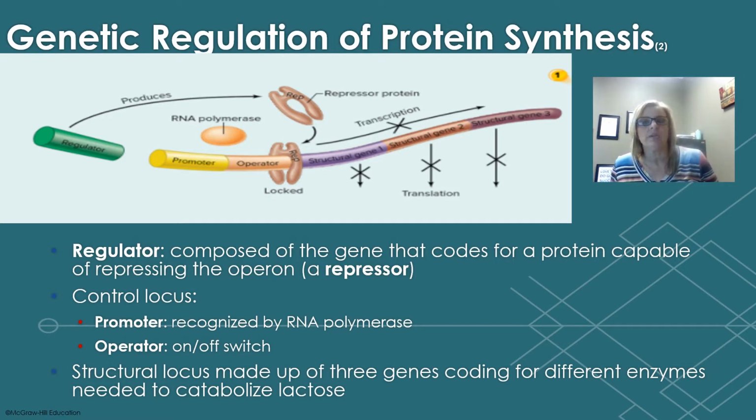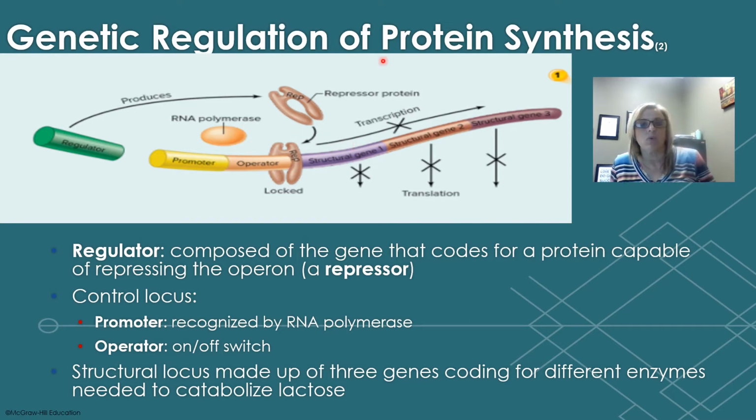Okay, we're going to look at the lac operon, which is something that bacteria like E. coli have. So we have 3 features of a lac operon. Okay, we have the regulator, and that's going to be the gene that codes for the protein that is capable of repressing or turning off the operon. That's going to be a repressor. We have the control locus. Remember, a locus is basically just an area on a gene. So the control area is what you can look at.